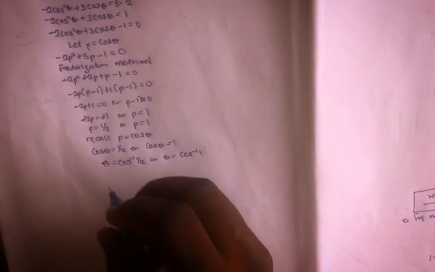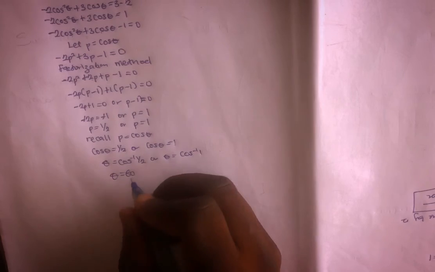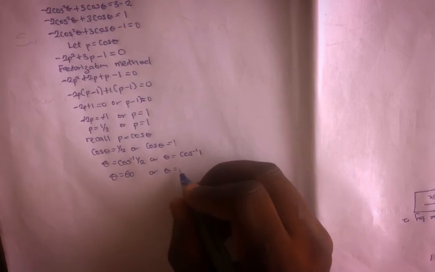So now let's press our calculator and get the value of theta. Cos inverse of 1 over 2 is 60, so theta equals 60, or theta equals cos inverse of 1, which is 0. So theta equals 60 and theta equals 0.